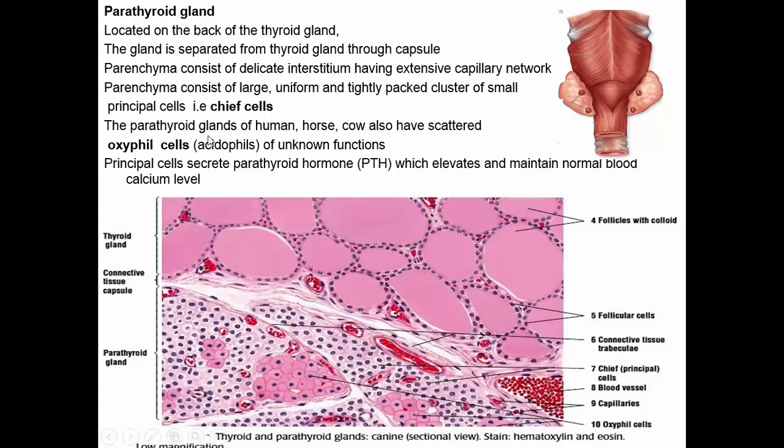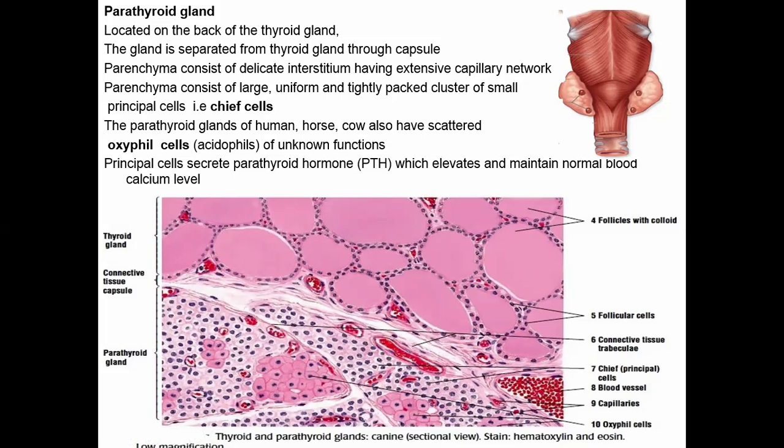The parathyroid glands of some humans, horses, and cows also have a different type of cell called oxyphil cells. They are acidophilic in nature, and their function is diverse and has not been completely known yet. Principal cells basically secrete the parathyroid hormone that elevates and maintains the normal blood calcium level.